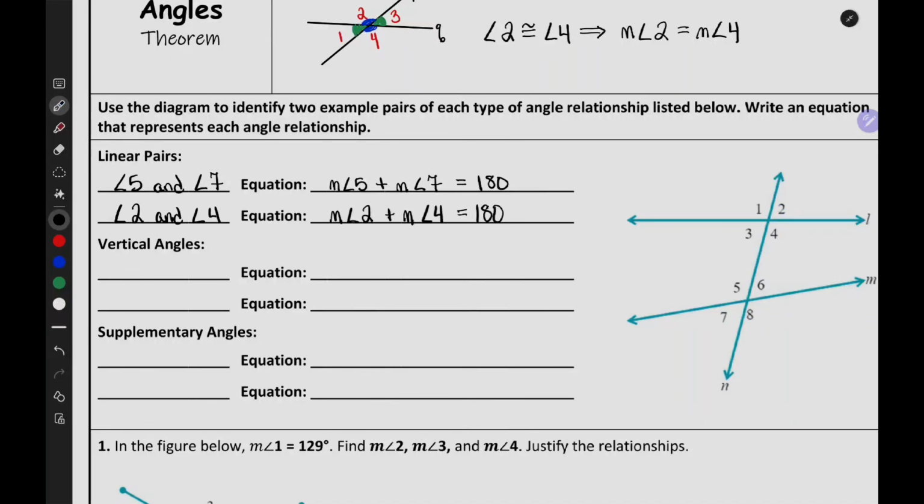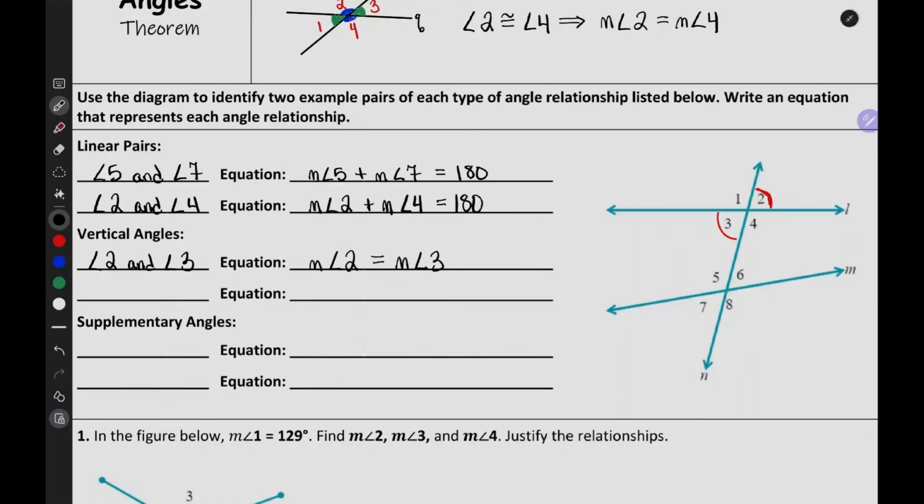Alright, so there's a relationship. Angle 2 and angle 4 add together and equal 180 degrees. Vertical angles. Again, we're looking for those non-adjacent angles, the angles that are diagonal from each other, if you will. That would probably be a better name for it, but we work with what we got. An example of vertical angles would be 2 and 3. Vertical angles are congruent, so an equation we can write says that their measurements are equal. Short, sweet, simple.